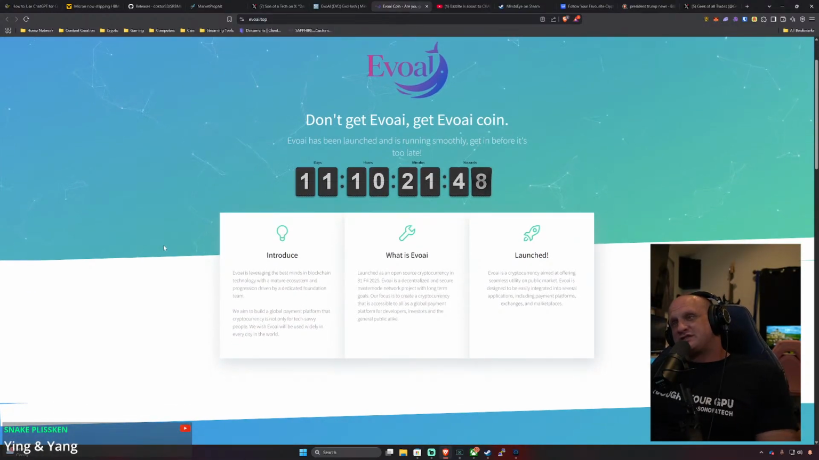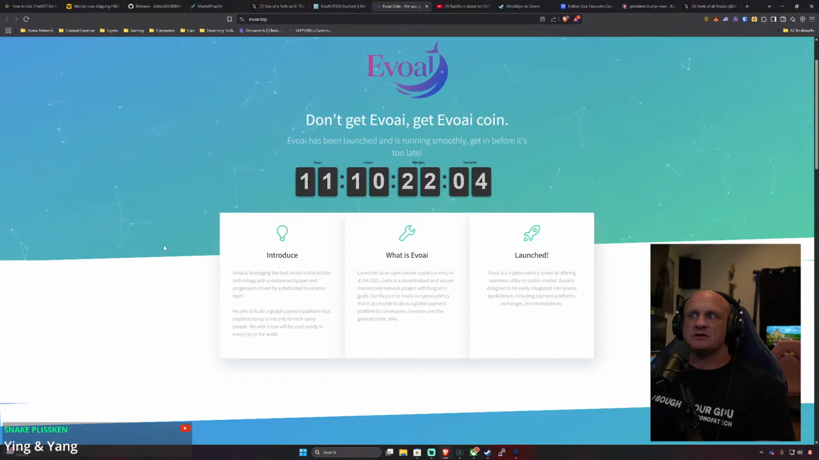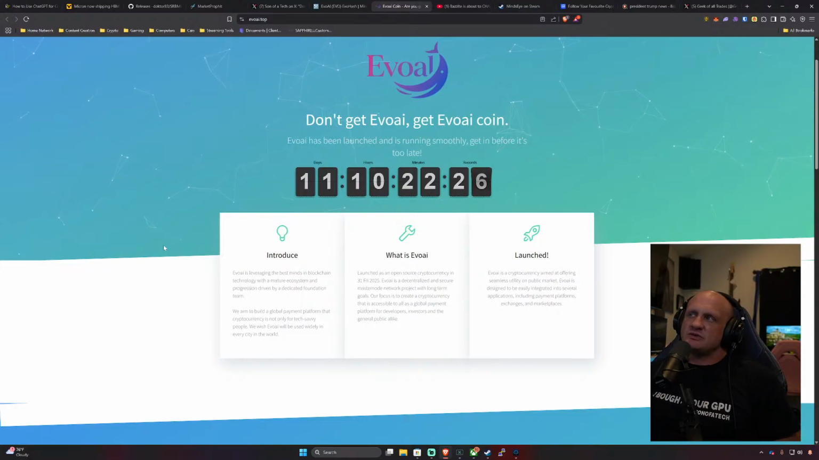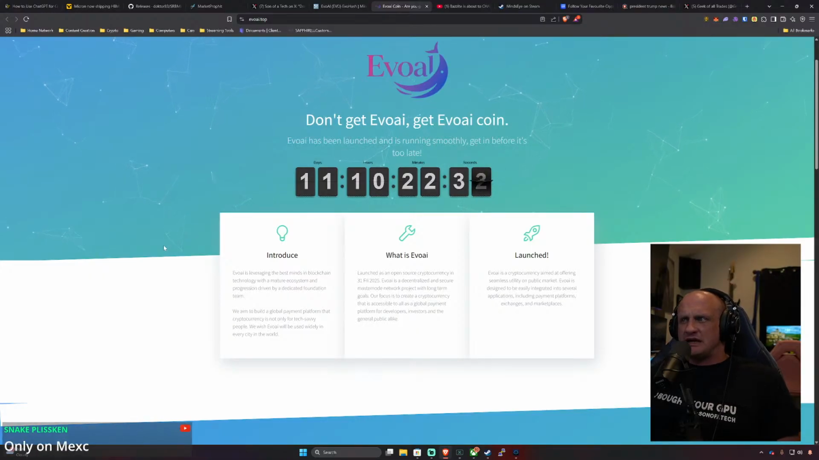Let's see what the splash page tells us about the cryptocurrency. It says Evo AI is leveraging the best minds in blockchain technology with a mature ecosystem and progression driven by a dedicated foundation team. We aim to build a global payment platform so that cryptocurrency is not only for tech-savvy people. We wish Evo AI will be used widely in every city in the world. It was launched as an open source cryptocurrency on the 31st. I don't know what this says. Friday, 2025. Some wild typos there. It feels like this was written by AI. I'm not going to lie. It says Evo AI is a decentralized and secure masternode network.